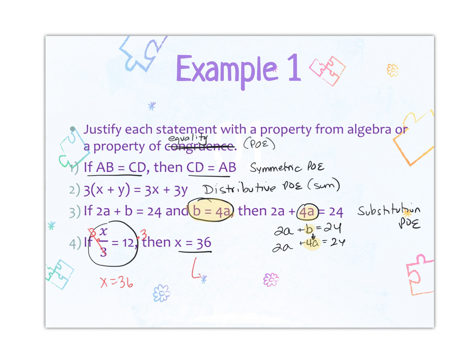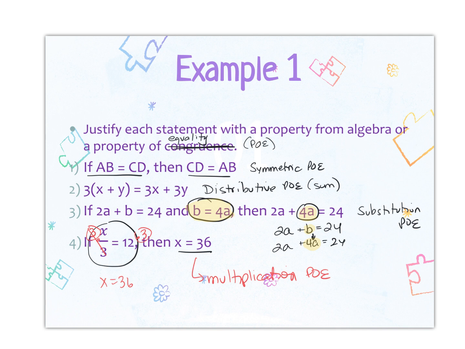And so the step that they did here is the multiplication property of equality, because notice again, the multiplication property of equality says that if you multiply both sides of an equation by the same number, the equation stays balanced. The 3 canceled, the other side became 36.